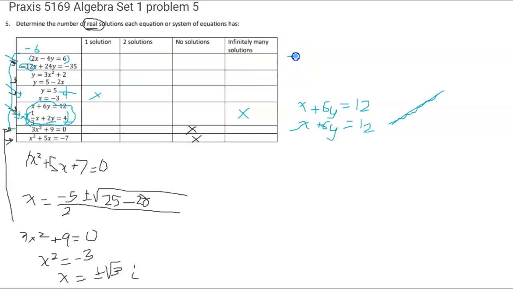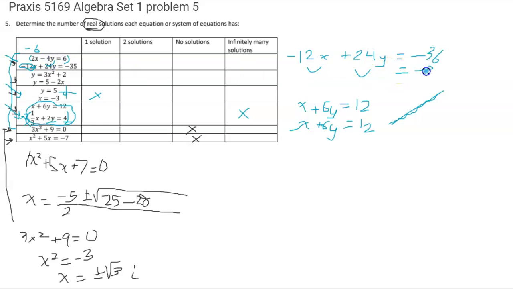So I get -12x plus 24y equals -36. Oh, the second equation is identical. -12x, yep, plus 24y, yep. Oh, equals -35.